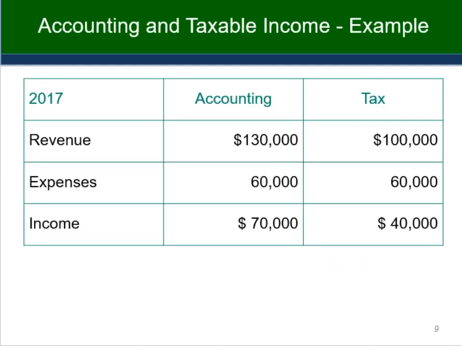So an example, for 2017, accounting income was $70,000 for accounting purposes, but only $40,000 for tax purposes. Revenue was $130,000 for accounting purposes, whereas tax was only $100,000. So that could be something like accrued revenue in accounts receivable. For tax purposes, it's only recognized when the cash is received. Expenses are the same in this example for both accounting and tax purposes.